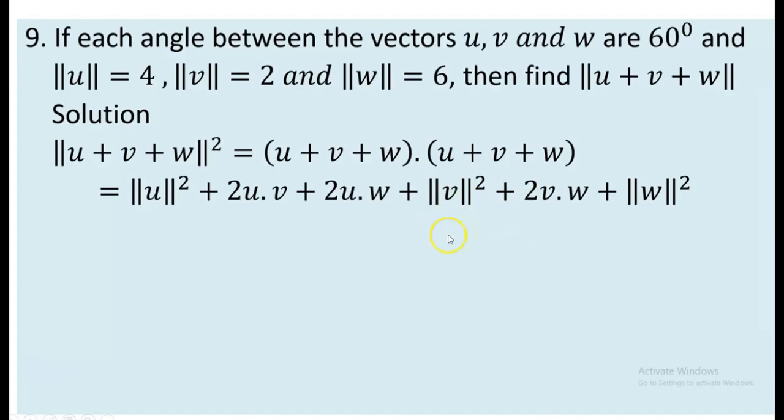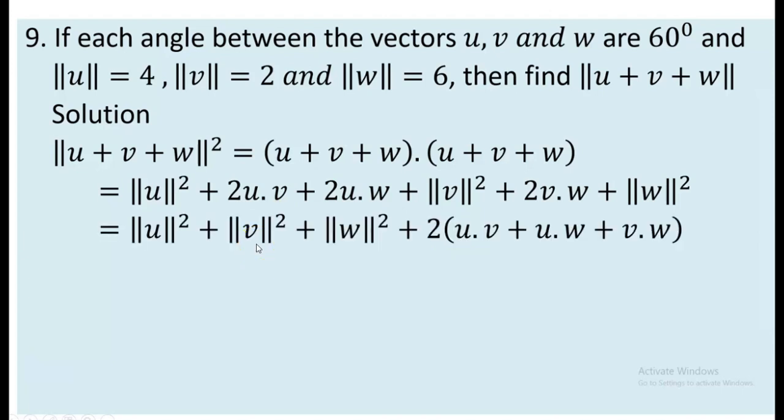Once you have this, what you need to do is, this is the same as this one. You can take these middle terms like this, you can write them as you see. Now, norm of u is already given 4, so its square makes 16, and norm of v is already given 2, its square will be 4, and norm of w is 6, its square will be 36, plus, you know that u dot v is norm of u times norm of v times cosine of the angle between the two.